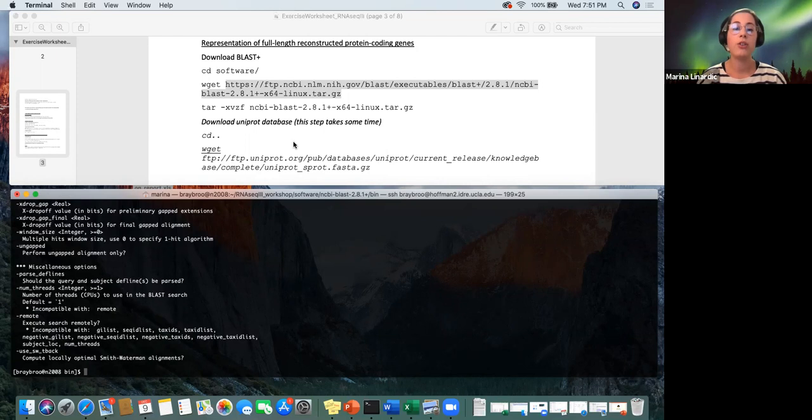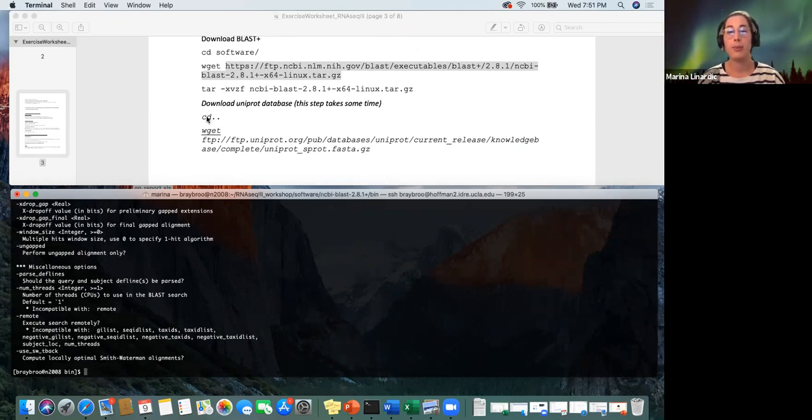So to run the representation of full-length reconstructed protein coding genes within the assembly, we need some sort of database that we're going to create. We have our Trinity FASTA file that's going to serve as the query, but we don't have the database. The database would be some sort of protein sequences that are already available online, and that's UniProt, from the UniProt website.